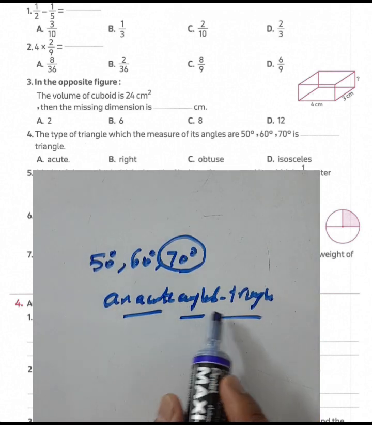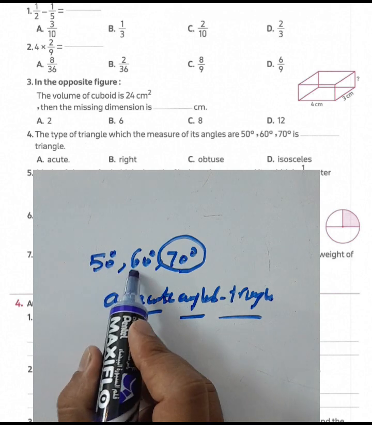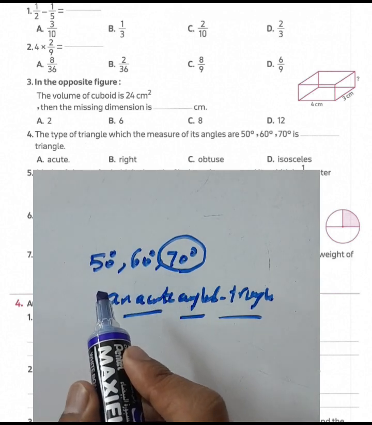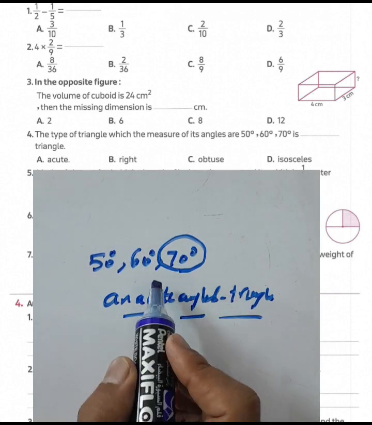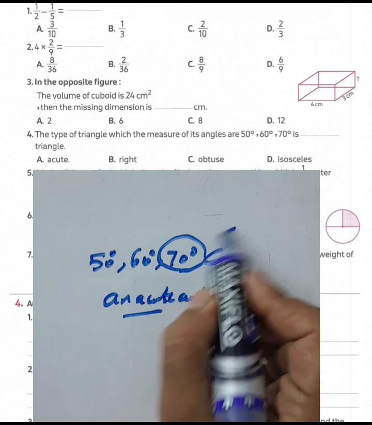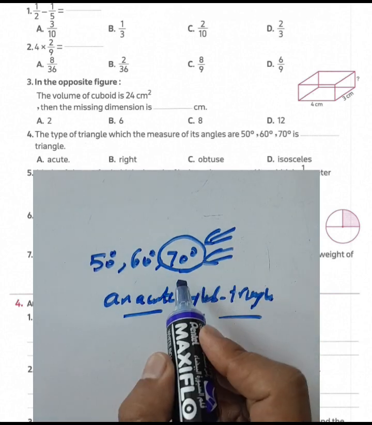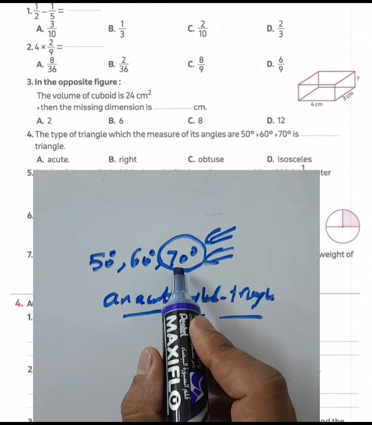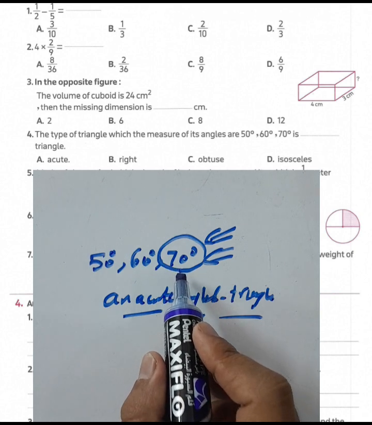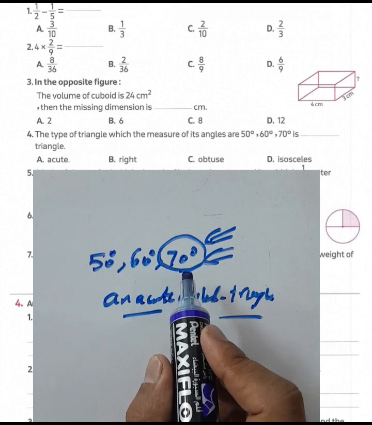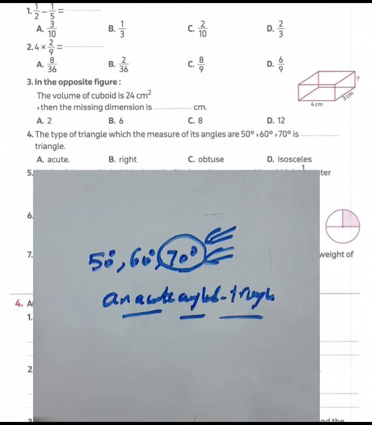Acute angle triangle because 50 and 60 are less than 90 degrees. To know the type of this triangle, you must look at the greatest angle. The greatest angle is 70 degrees. Okay, then 70 is greater than 0 and less than 90, then this angle we call acute. Then this triangle will be an acute angle triangle. Choose letter A.